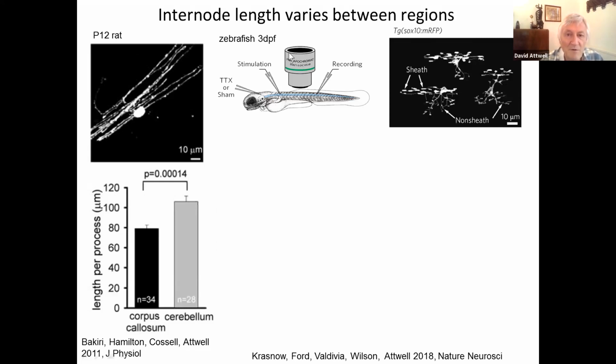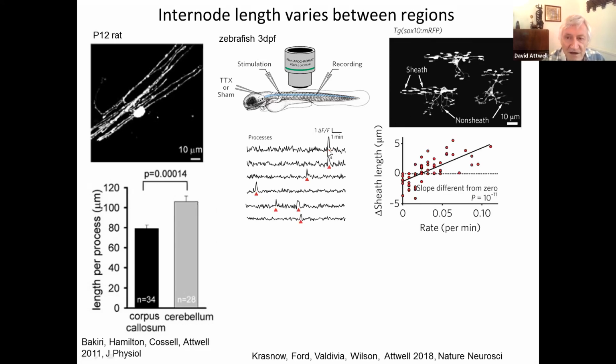We've done experiments where we image growing oligodendrocytes in zebrafish, in which the oligodendrocytes express a dye, so we can see the myelin sheaths growing here. And if we have a calcium sensing dye in those sheaths, we can see calcium transients, which occur every so often. And it turns out that the growth of the sheath over a 5-hour period is proportional to the rate of those calcium transients. So the more calcium transients you have, the more the sheath gets longer.